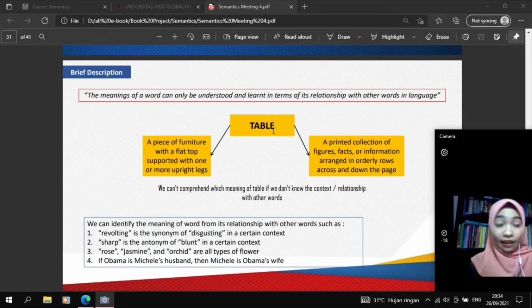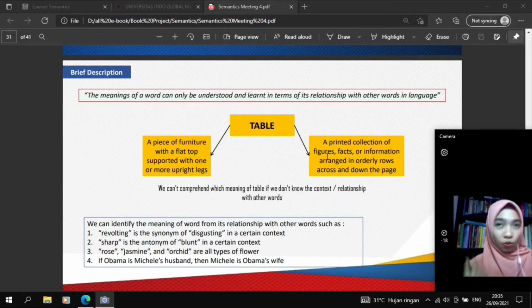Table. Table can have different meanings in different contexts or in different relations with other words. If I say Ace, or I say Pasar 16, I say Ace, I say mebel, furniture. If I say that, your mind about the meaning of table is of course a piece of furniture with a flat top supported by one or more upright legs.